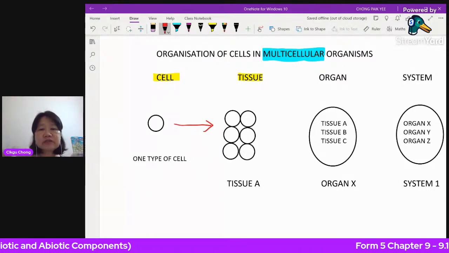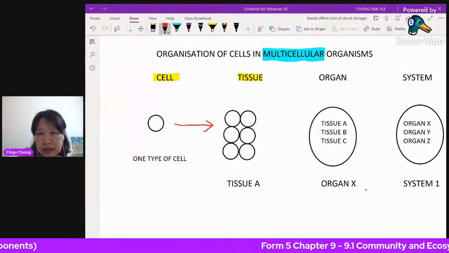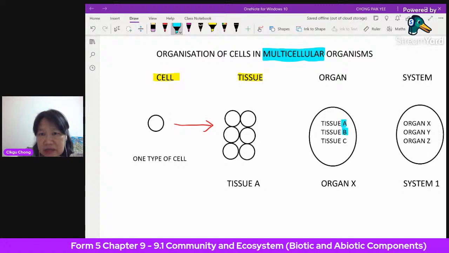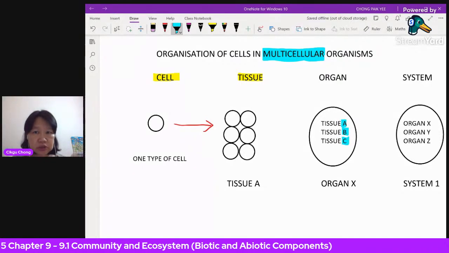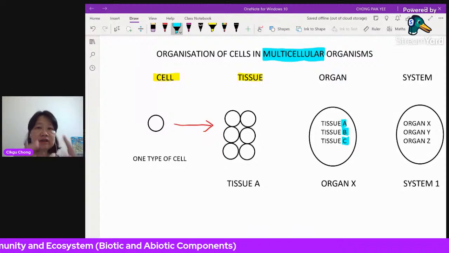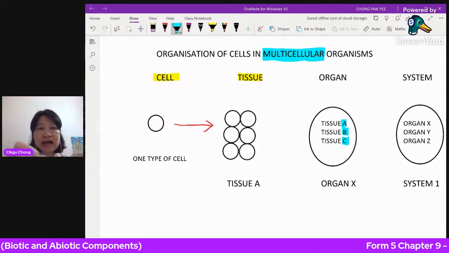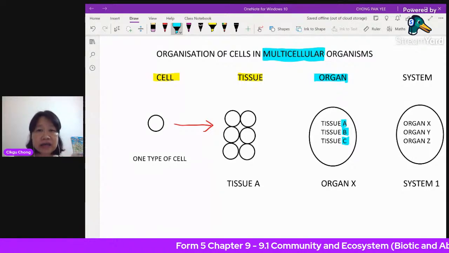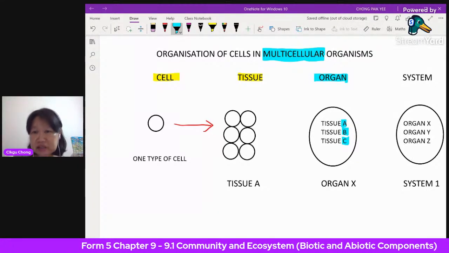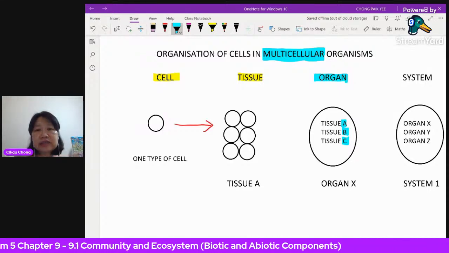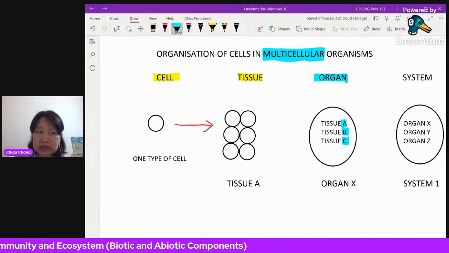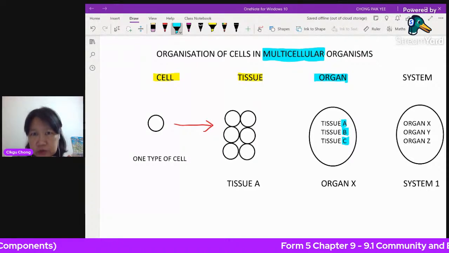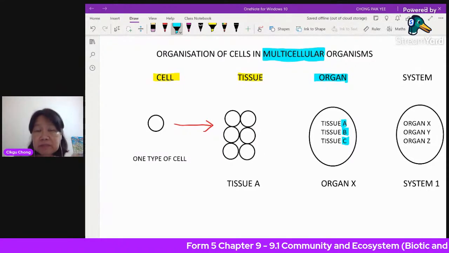Okay, so different tissues. Let's say, look here, you have tissue A, you have tissue B, you have tissue C, and tissue D. Now, different types of tissue, right? The different types of tissue group together to form a functional organ. So the organ, let's say the heart, is supposed to pump blood. And then your heart has got cardiac cells, cardiac tissue. Your heart also has got the fat, all right? The fat stuck on the outer layer there, okay? It also has got the connective tissue, okay? Which forms the vessels, the blood vessels and so on.